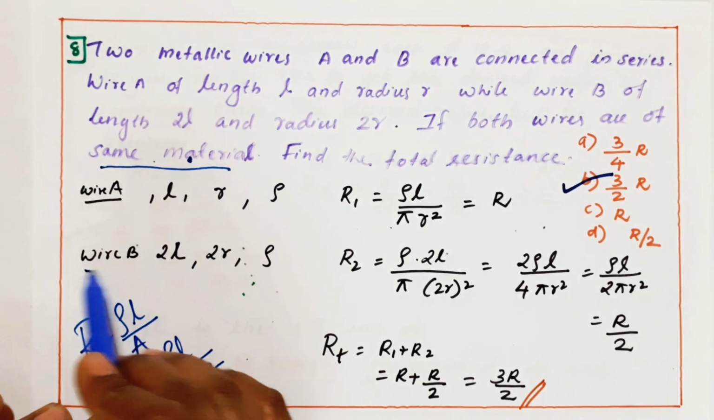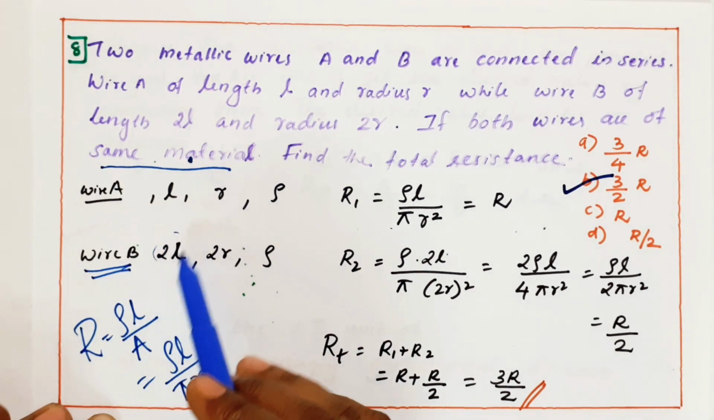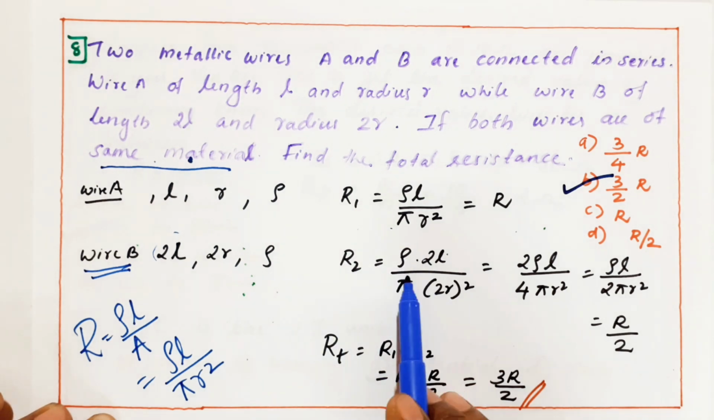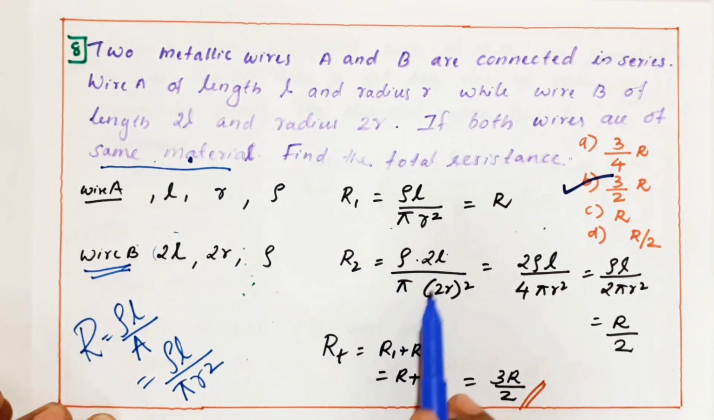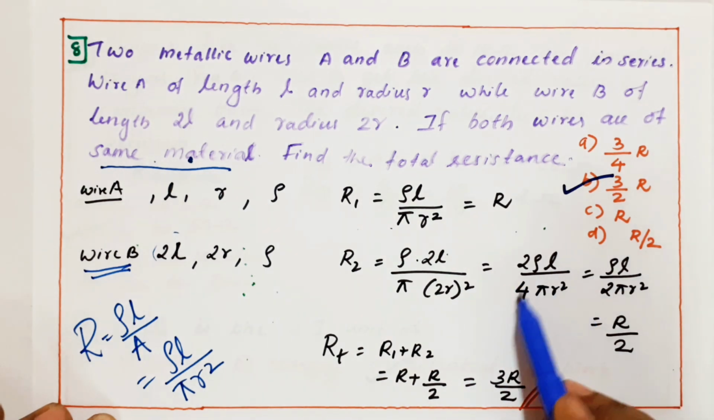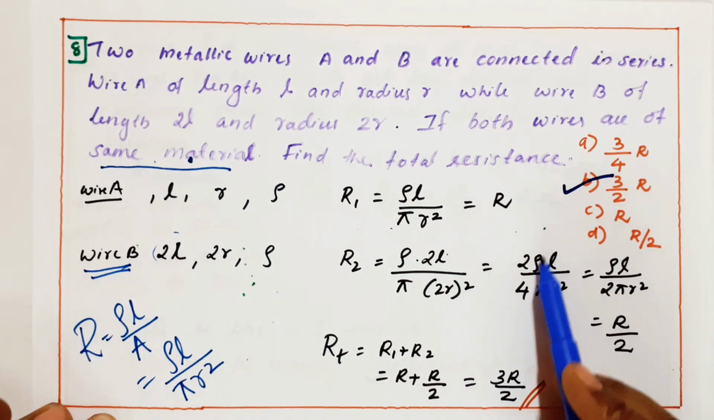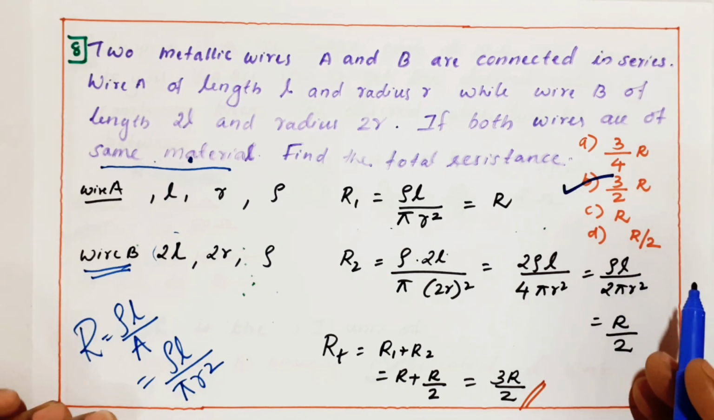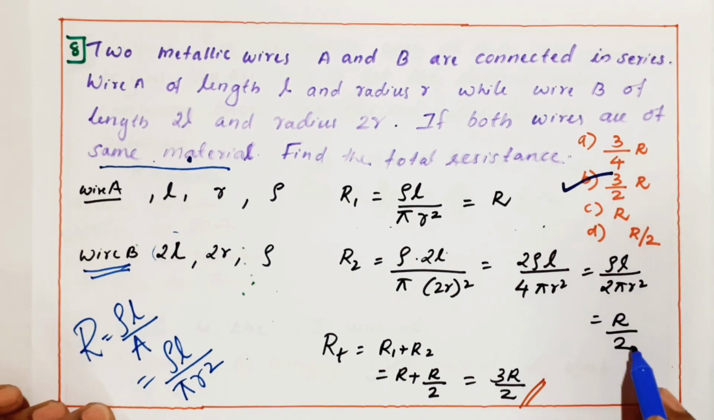For wire B, the length will be 2L and the radius is 2R. So R2 is equal to rho into 2L by pi into (2R) the whole square. So 2 rho L by 4 pi R square. 2 and 4 get cancelled, that is rho L by 2 pi R square. That is nothing but R by 2.